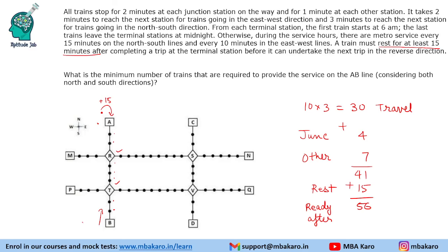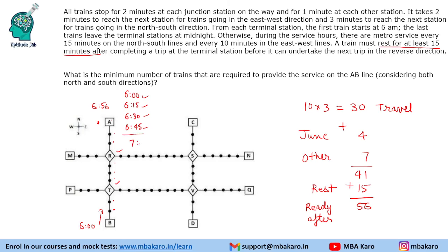So suppose the train is leaving at 6 a.m. It is ready at 6:56. Right, it will be ready at 6:56. Now from the station, the train starts at 6 a.m., the next train will start at 6:15, the next train will start at 6:30, the next train will start at 6:45. Right? So for these we will need four different trains, because till 6:45 this train is not available. So we need four different trains.